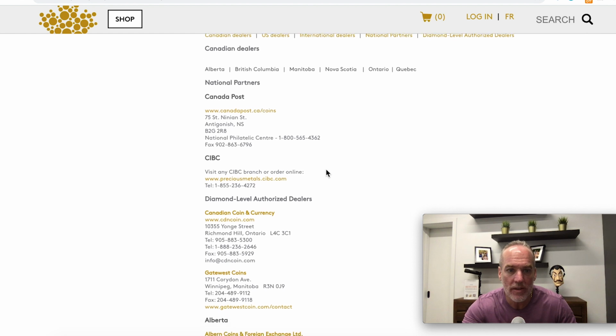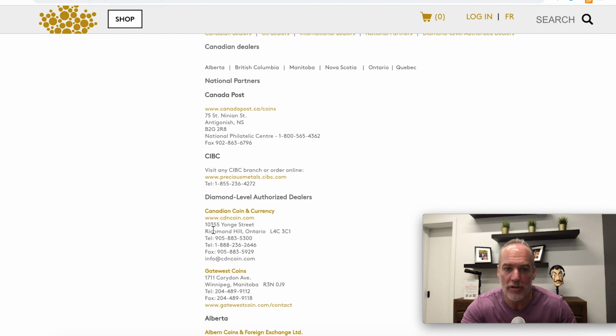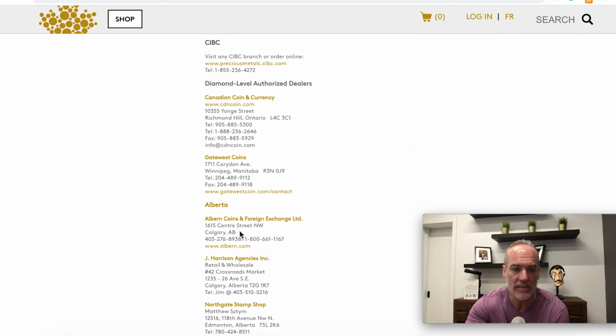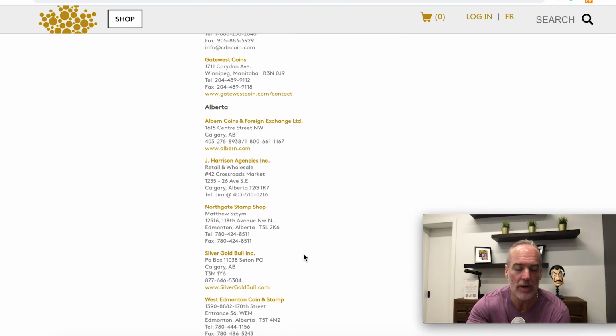and we found Canadian Coin and Currency on here in Richmond Hill, and we've been using them ever since. They have a physical store in Richmond Hill, and they also have a website that you can buy online and they'll ship to you and that whole thing. And you'll see there's different dealers right across Canada.